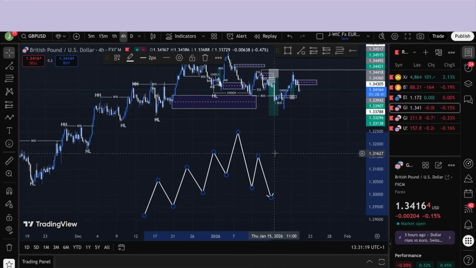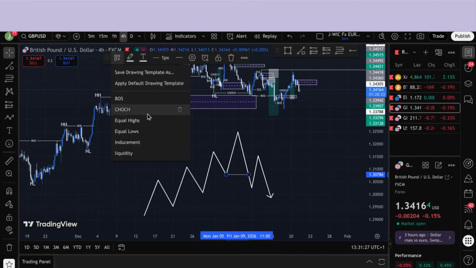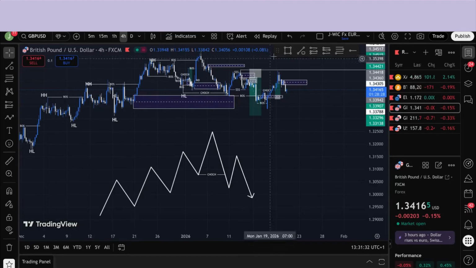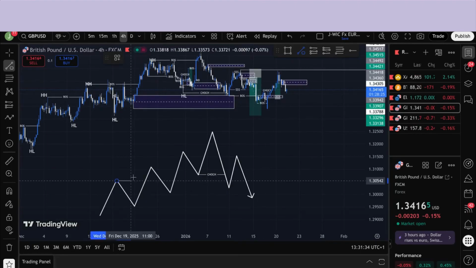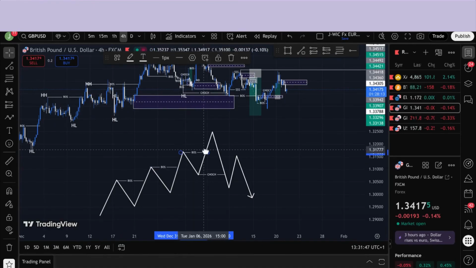It pulls back and causes another break of structure. The market has changed. This is what we call a change of character. I'll go again. Now the market was previously on a bullish run, break of structure to the upside. Okay, it broke to the upside, happened again to the upside, happened again to the upside.